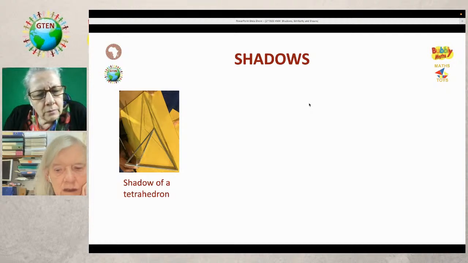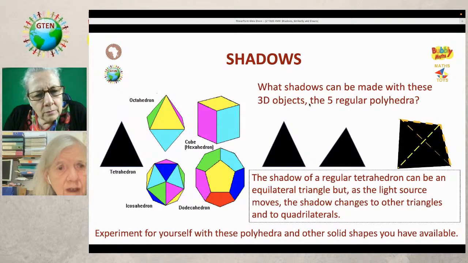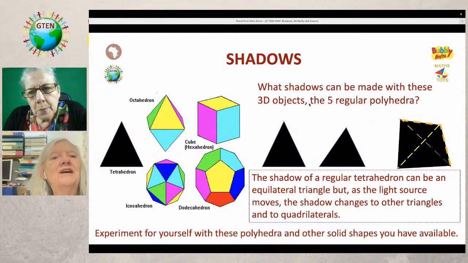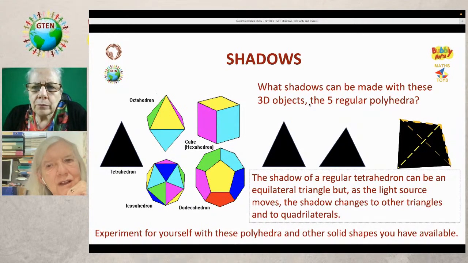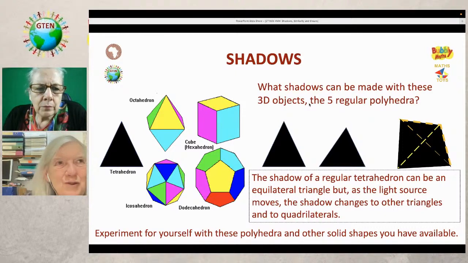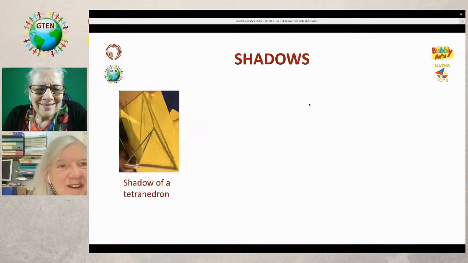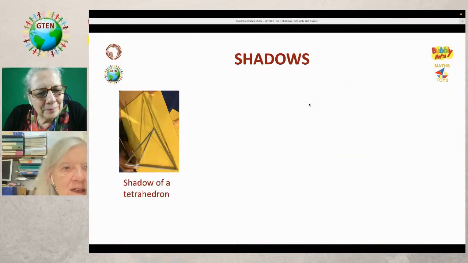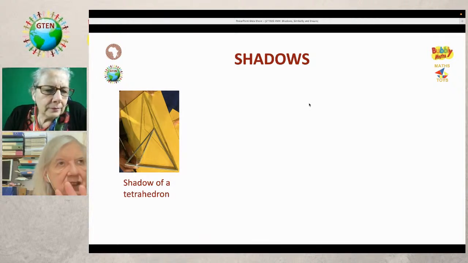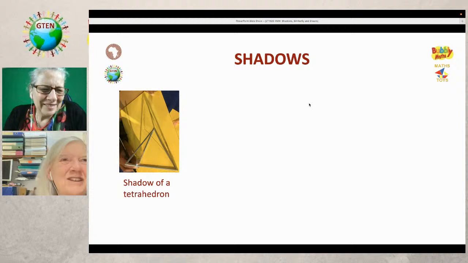But you need to spend time if you're going to find all the answers to this question about these 5 solids, 5 polyhedra, and all the types of shadows you can make. I'm not guaranteeing I've told you all the possibilities for a tetrahedron, let alone for the other shapes. Now here's a shadow of a tetrahedron, and this is a skeleton of a tetrahedron. Not like the little girl's skeleton you saw, but just the bones.